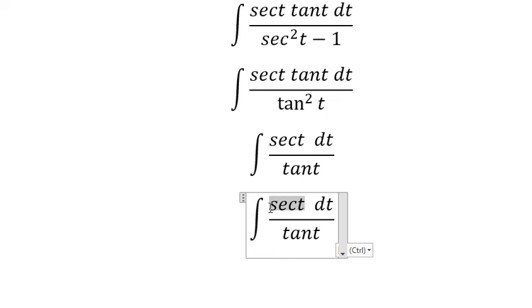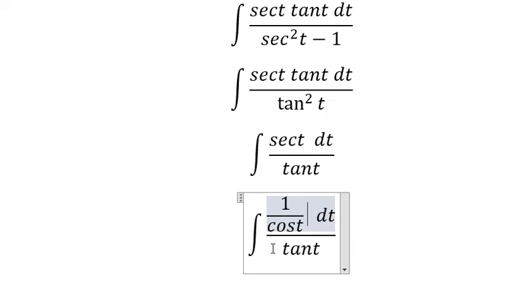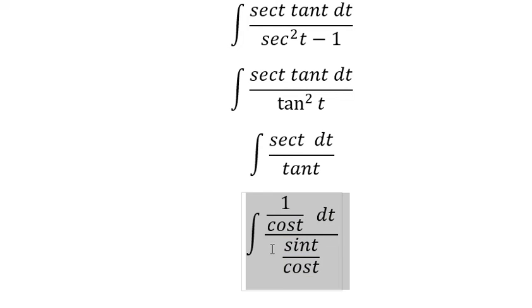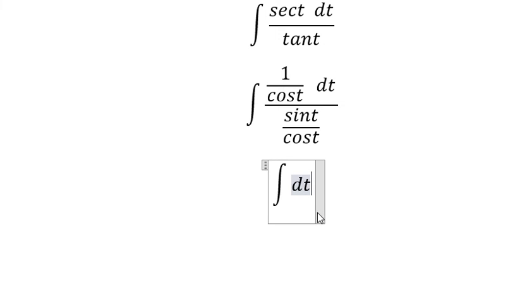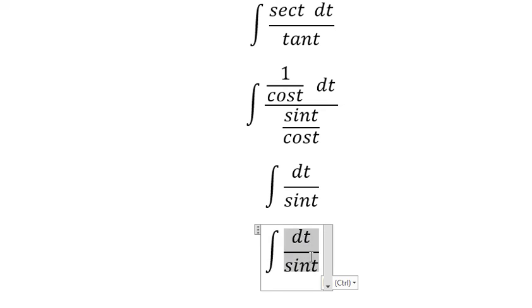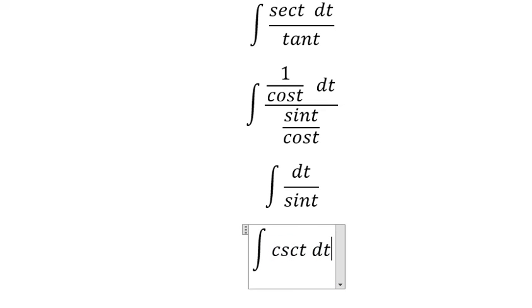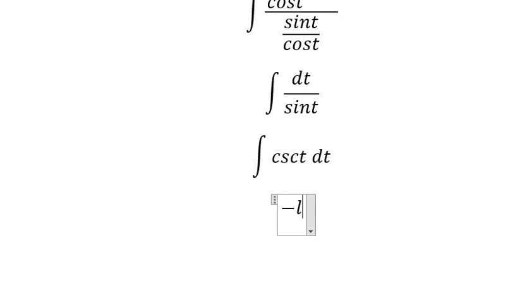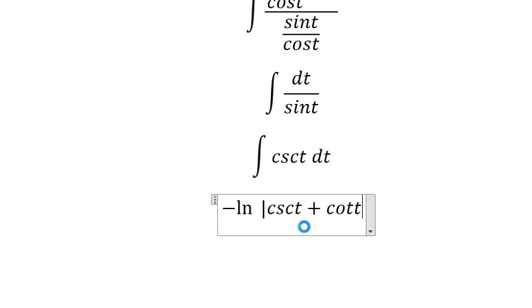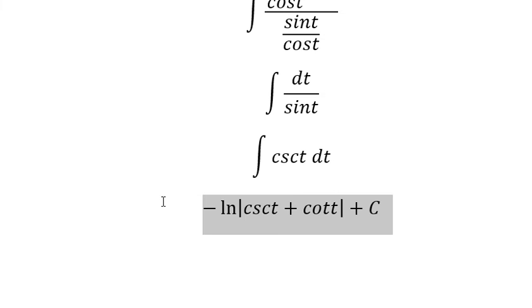Secant of t we change by 1 over cosine t. This one we change by sin t over cosine t. So we simplify and you get dt over sin t. This one you get cosecant of t dt. The integration of this one, you get negative ln of the absolute value of cosecant of t plus cotangent t, and we put c.